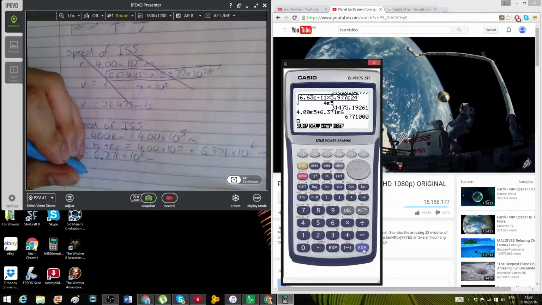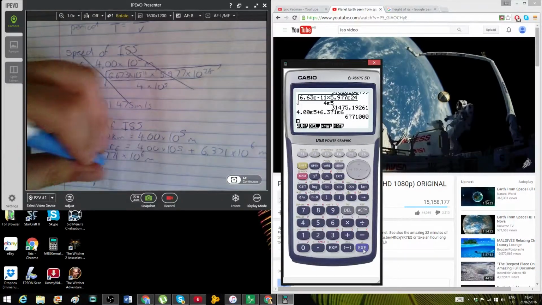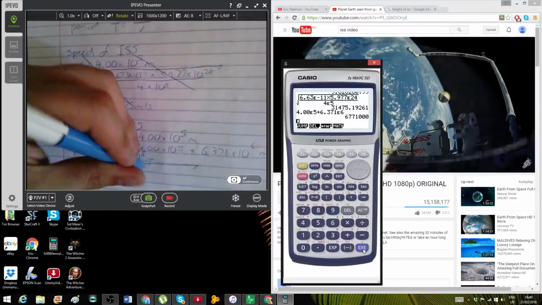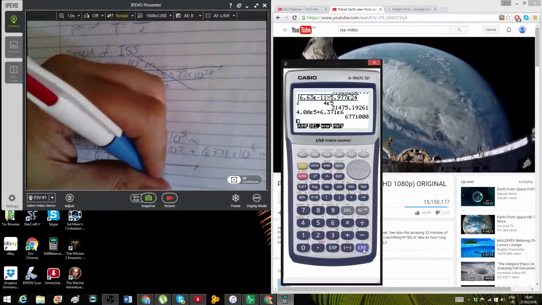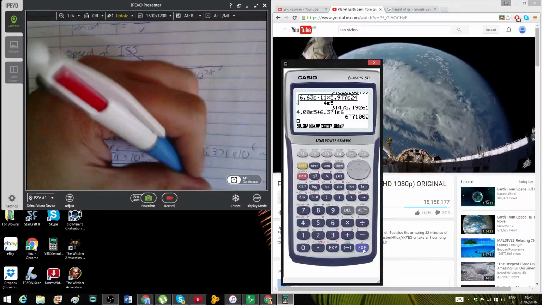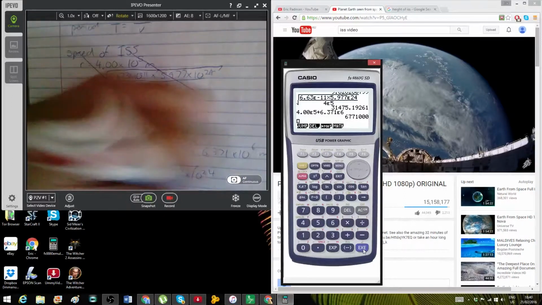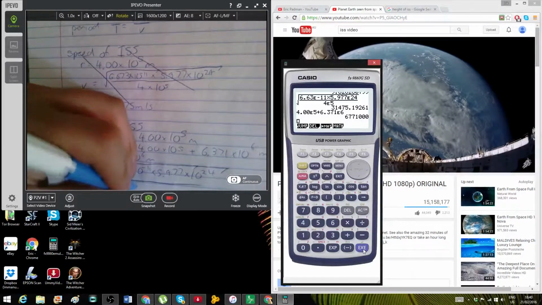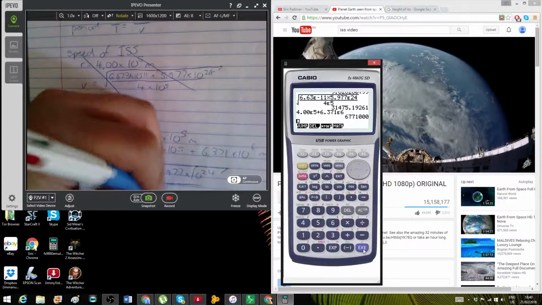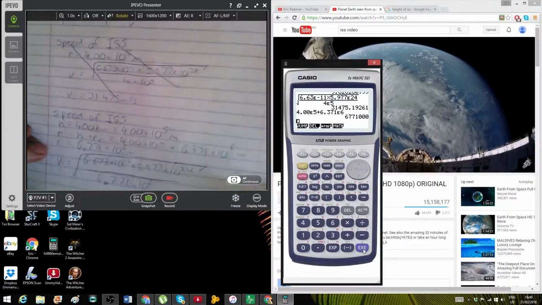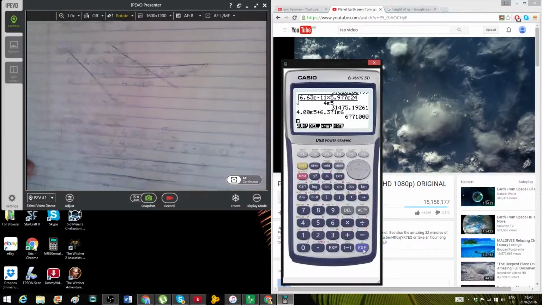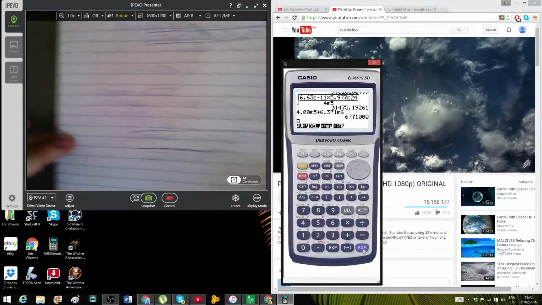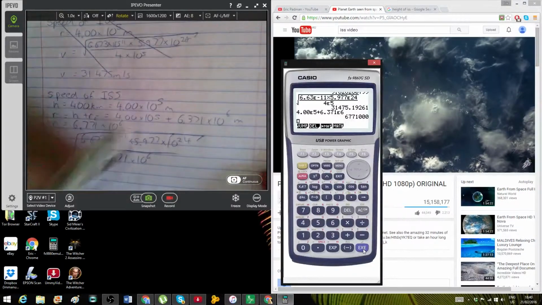Now let's work out the speed. V is equal to the square root of 6.673 times 10 to the minus 11 times 5.977 times 10 to the 24 divided by our radius, which is 6.771 times 10 to the 6. Okay, let's do the calculation of that.